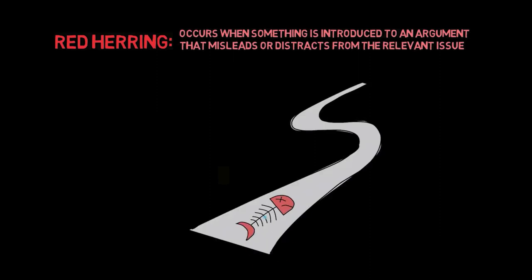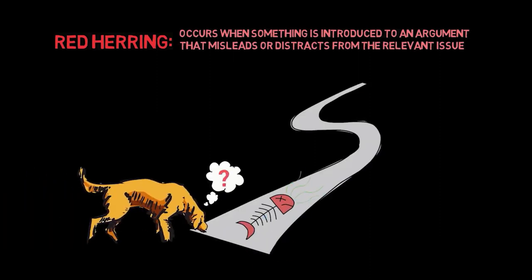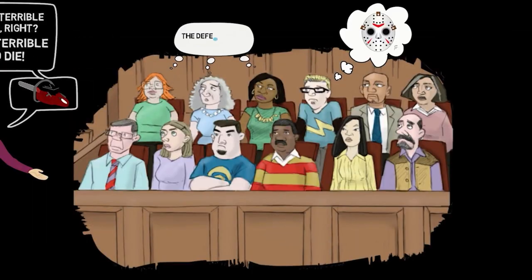A red herring occurs when something is introduced to an argument that misleads or distracts from the relevant issue. The term originates from a past practice that involved dragging a strong-smelling red herring across one's trail to throw dogs off the scent. Similarly, people often introduce irrelevant details into an argument to divert attention from the real issue at hand. Of course, the attorney probably intentionally introduced the red herring in her statement.